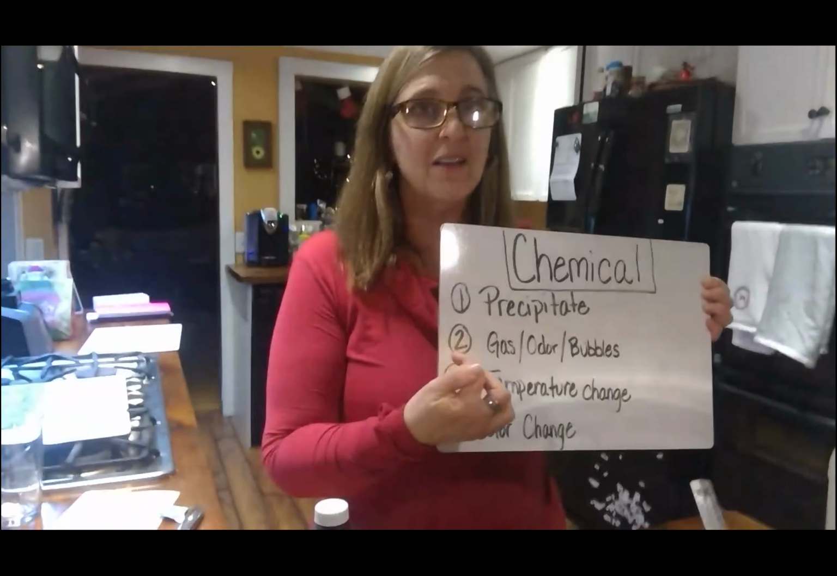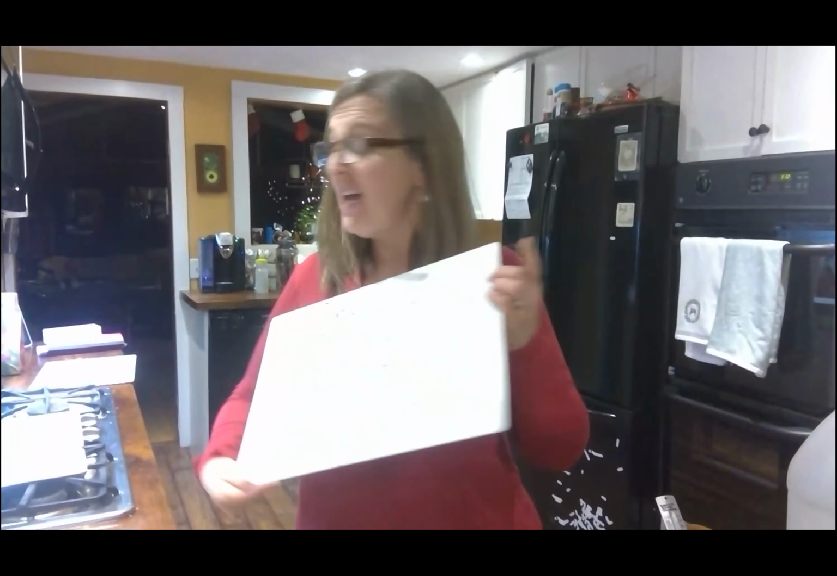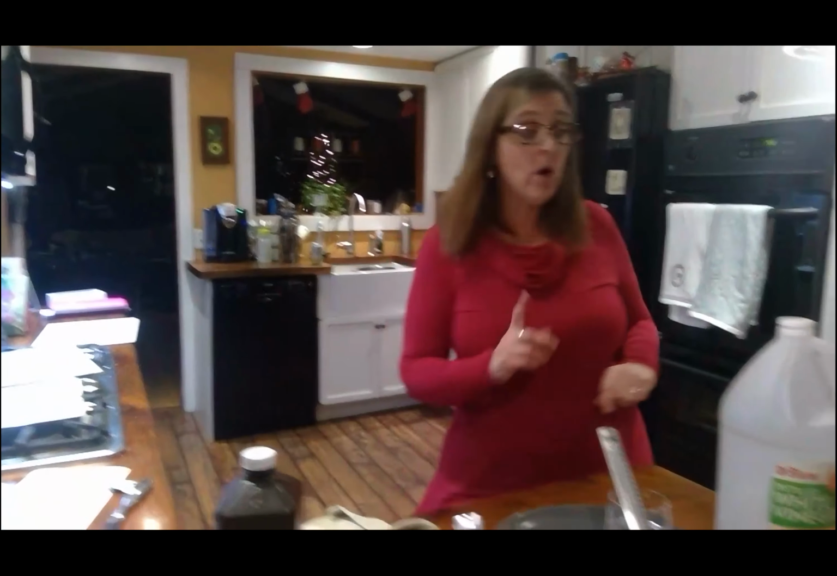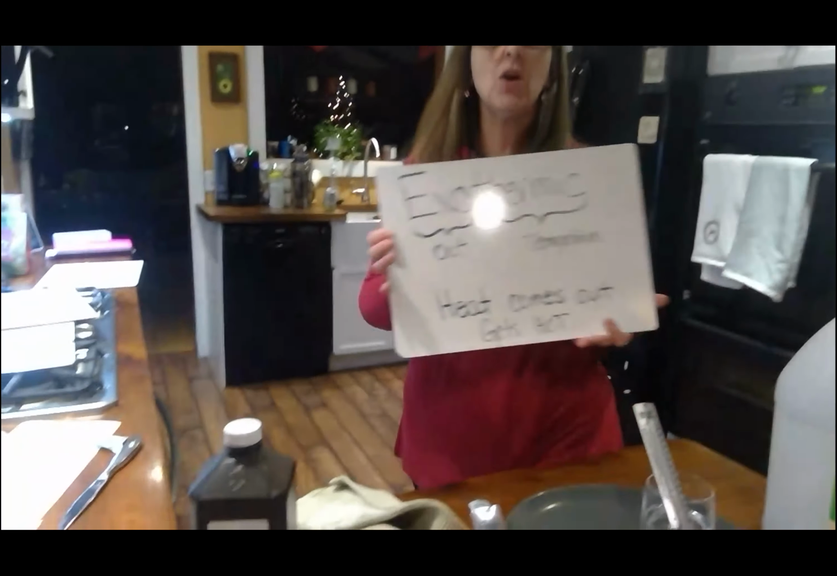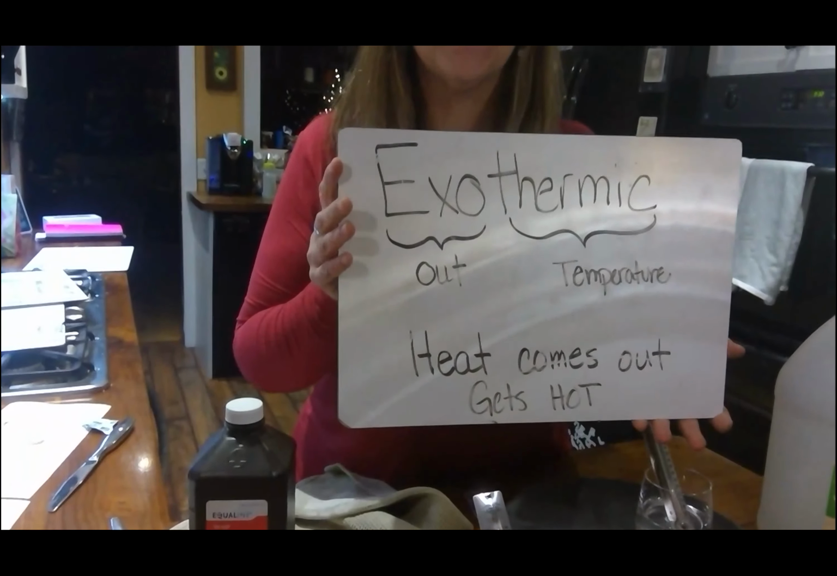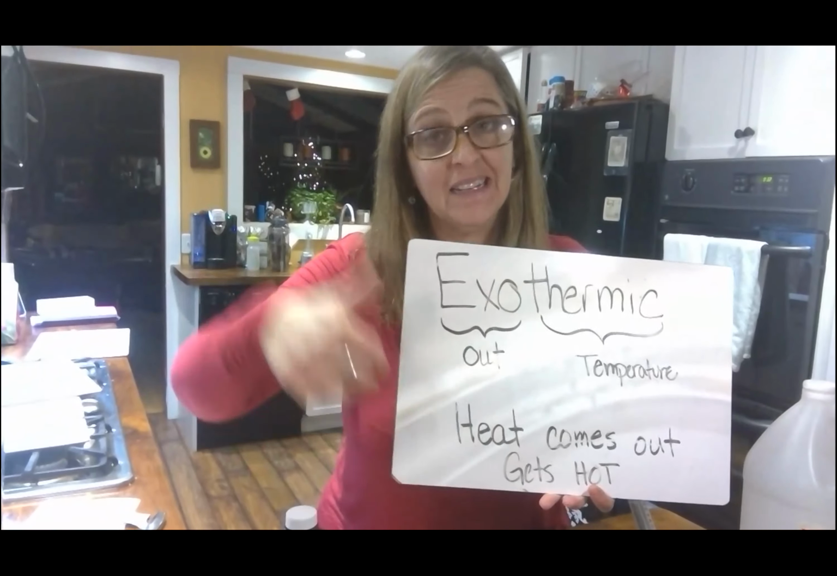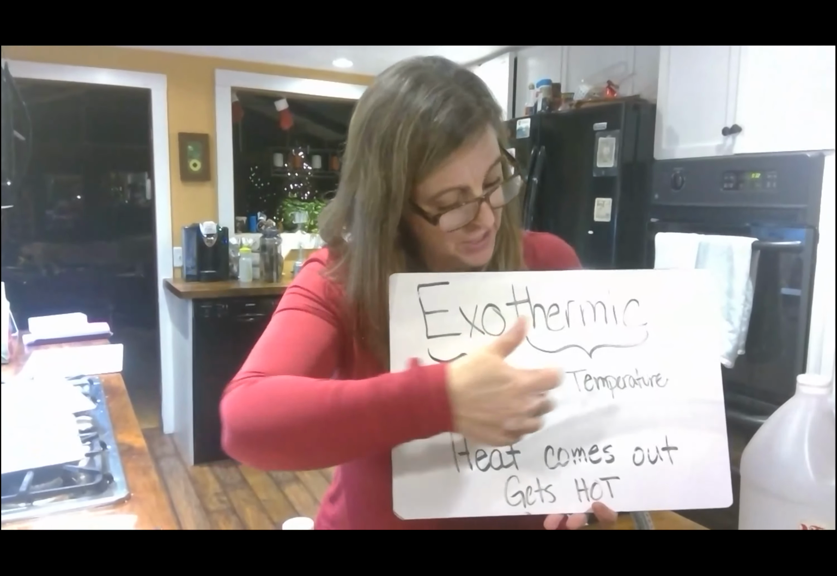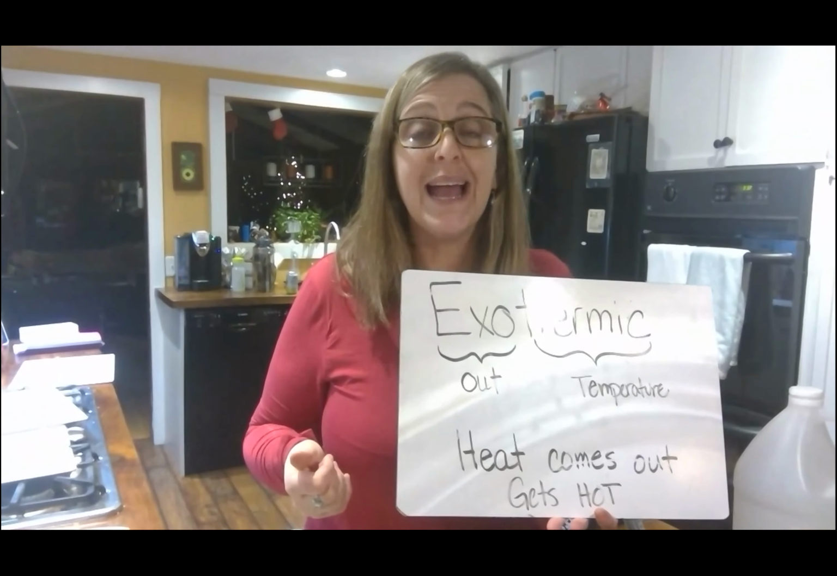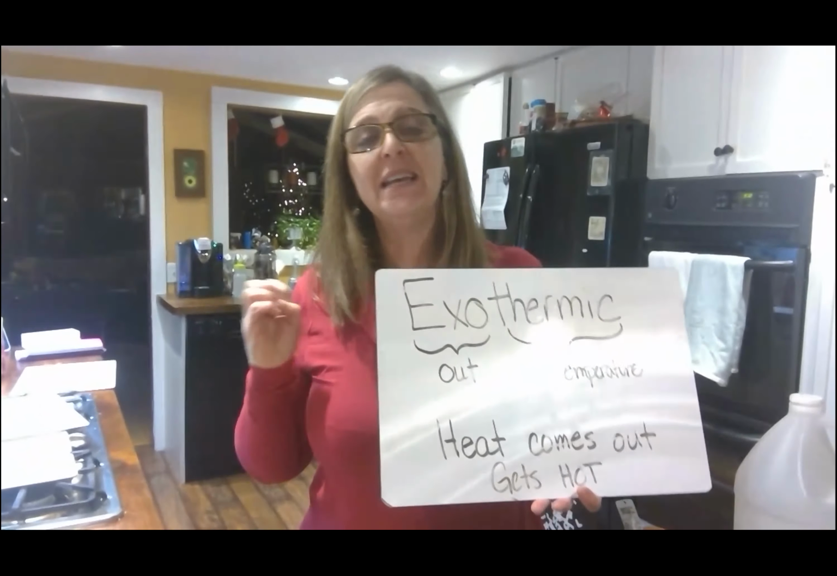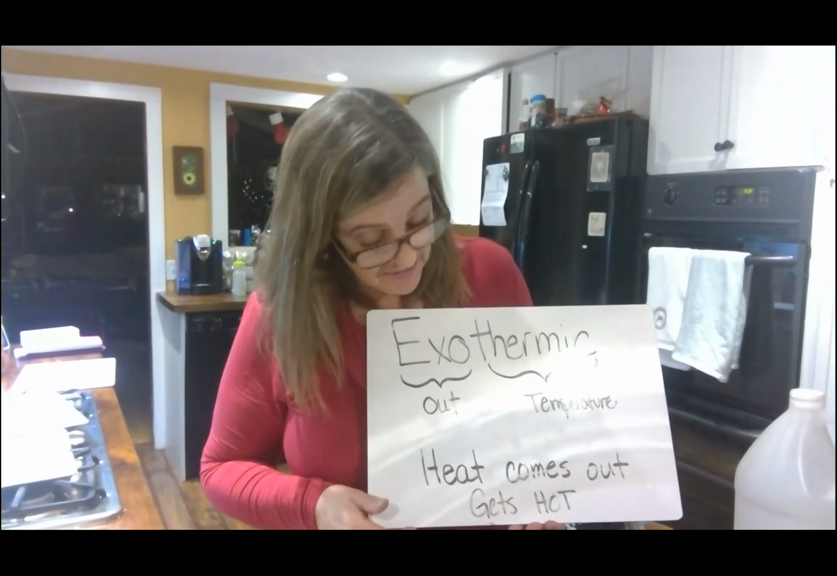So when we added yeast to hydrogen peroxide, we got those gas bubbles, we got those odors. We also got a temperature change. And this temperature change, it got warmer. So what we call that is an exothermic reaction. Exo means out, like an X, your X is on the out. Thermic, thermometer, is temperature. So an exothermic reaction, it puts heat out. So we feel the heat in this reaction.